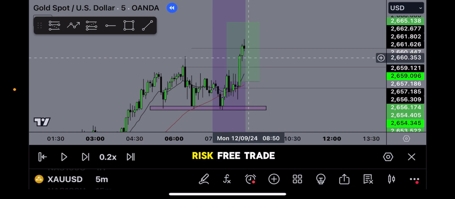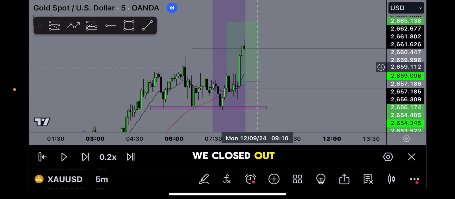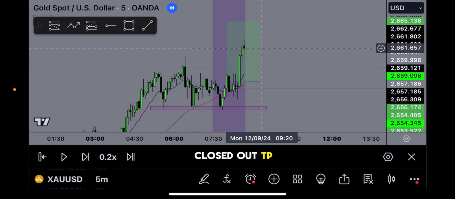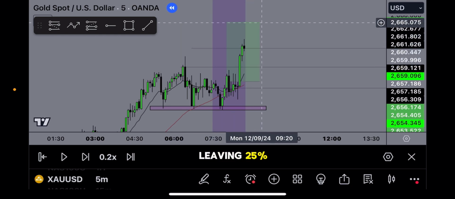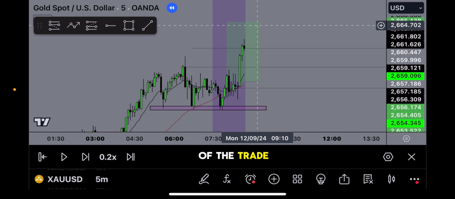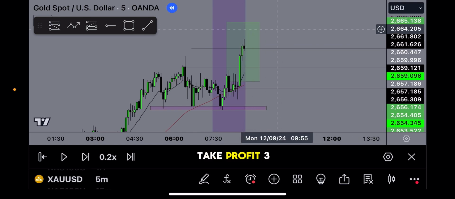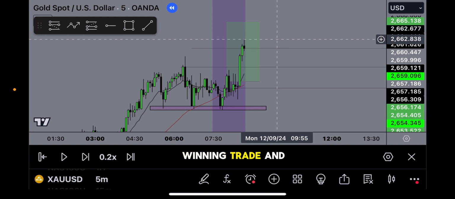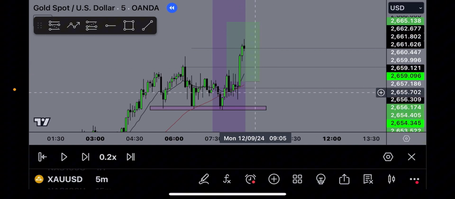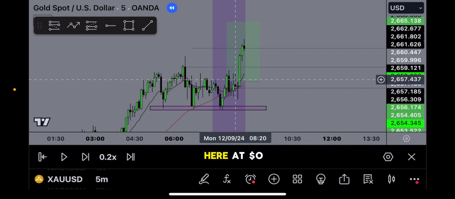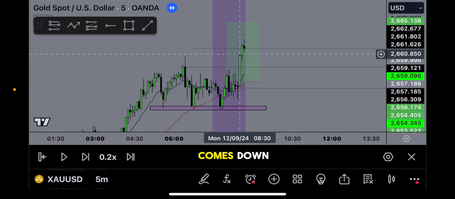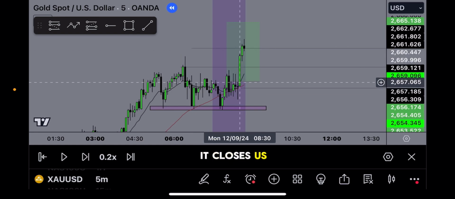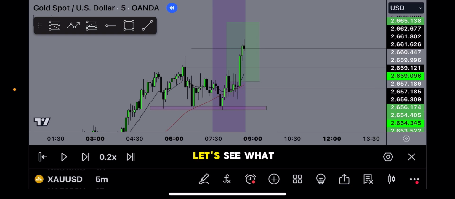So right here is a risk-free trade. We closed out TP1, we closed out TP2, and now we're leaving 25% of the remaining trade to hit take profit 3, and like that we maximize our winning trade. And we removed our risk, so now our risk is up here at $0. So if price comes down, it closes us out at $0, not taking a loss. Let's see what would have happened.